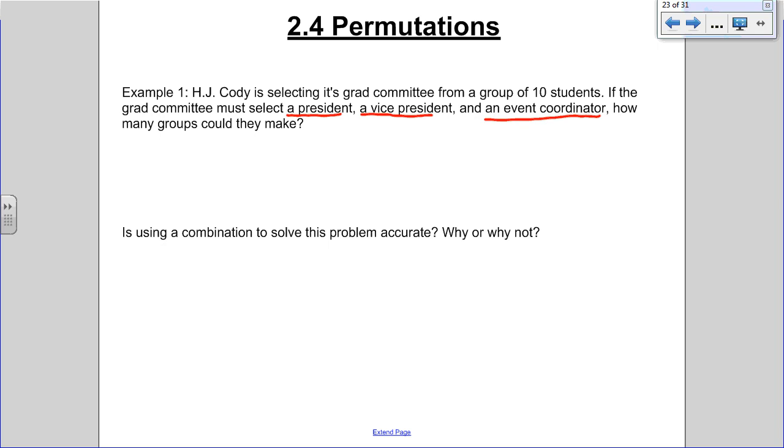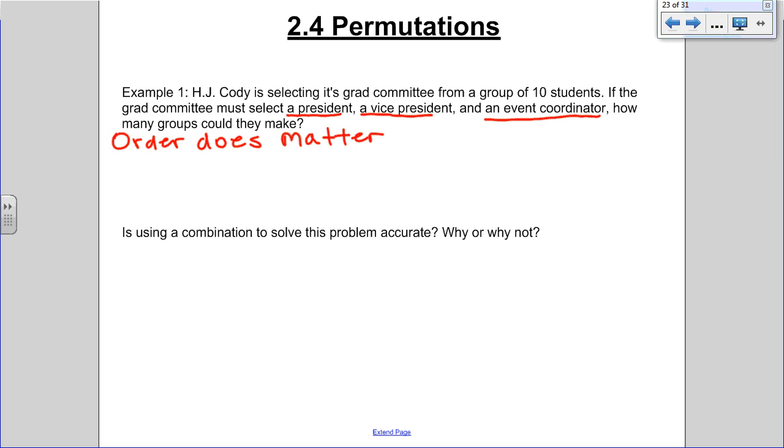If I need to pick a committee of three, a president, vice president, and event coordinator, from McGregor, Taylor, Hunter, and Caden, my committee is very different if Taylor's president, McGregor's vice president, Hunter's event coordinator, than if McGregor's president, and then Taylor's vice president, and Hunter's event coordinator. Those are now different committees because they're doing different roles within the committee. So in a situation like this, order does matter. And that's always going to be the first thing you ask. Does order matter? If there's a role to be played, order matters.